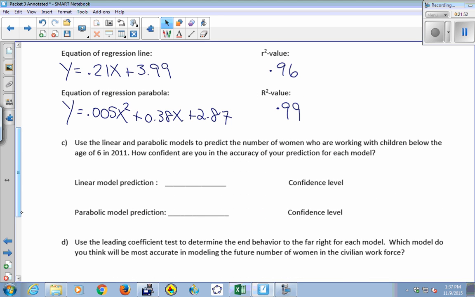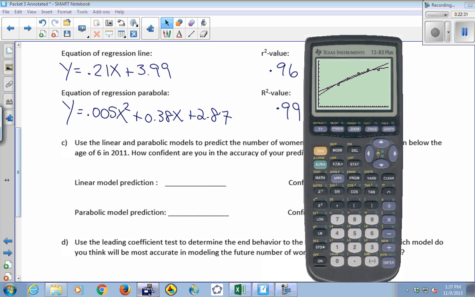Okay, so now I've got 2 different models. I want to use both of them to predict the number of women who are working with children below the age of 6 in 2011. Okay, and then we want to think about how much we believe in this prediction. So 2011, how many years after 1970 is that? 41. Thank you. 41. Okay.